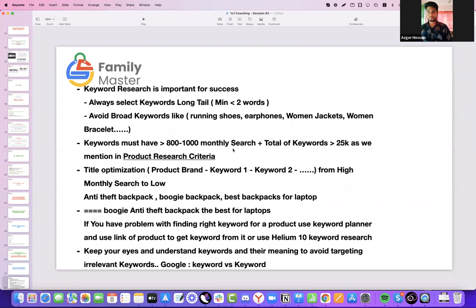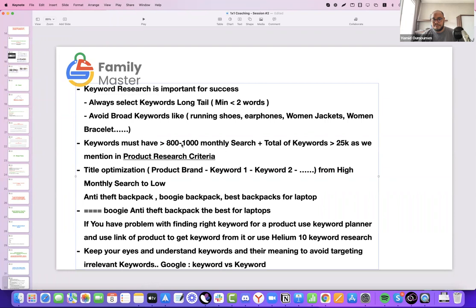And when you choose a keyword, because I told you before, you need to insert the list of keywords that you find. In that list, all keywords need to be, for students it's 800, but it's not for me. For me, it's a minimum of 1,000 monthly searches per keyword. And the total of keywords, for example, you have five keywords, one with 1,000, one with 5,000, one with 3,000. The total of those keywords is more than 25,000, as we mentioned in the product research criteria.